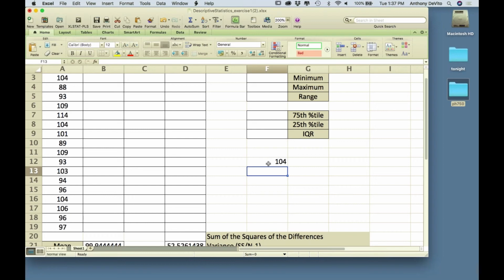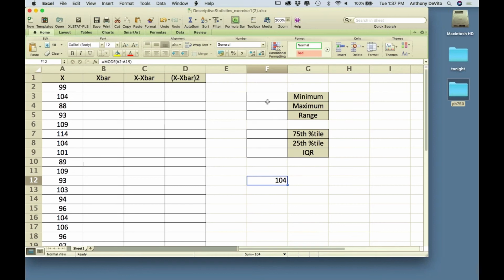So if you run into that, multiple modes, don't worry about it. SPSS at least gives you a little asterisk there that says there's multiple modes if there are. Excel doesn't even warn you about that, I don't believe.